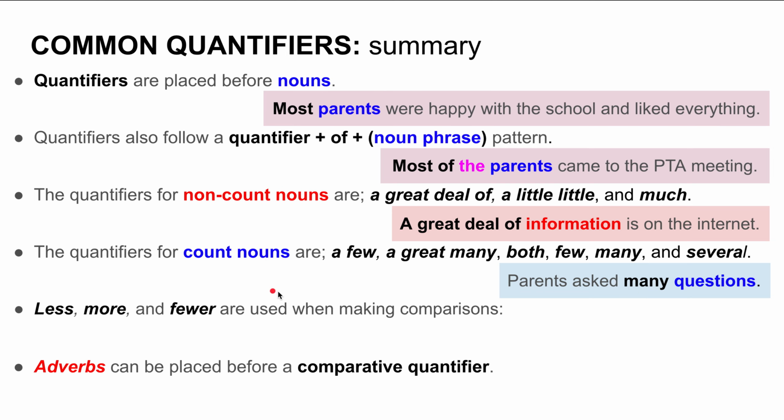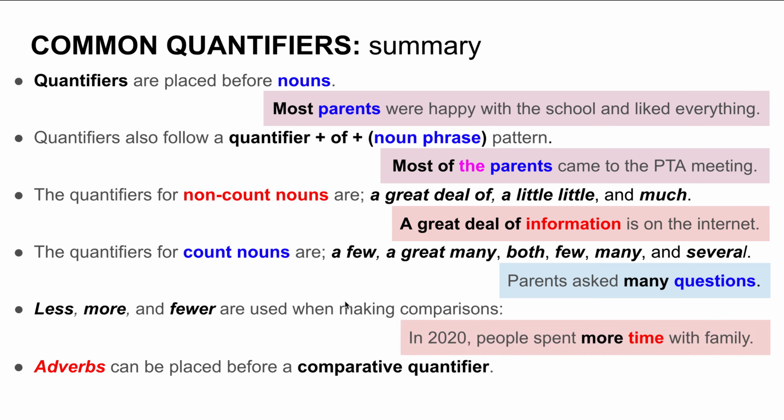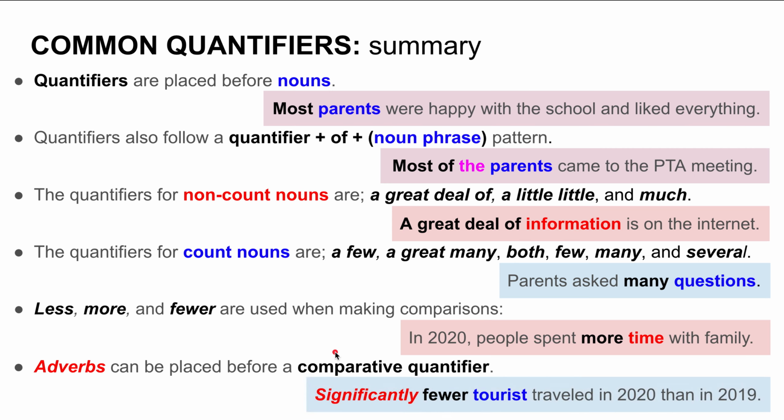Less, more, and fewer are used when making comparisons. These are comparative quantifiers. For example, in 2020, people spent more time with family. And lastly, adverbs can be placed before a comparative quantifier. For example, significantly fewer tourists traveled in 2020 than in 2019. And by adding that adverb, I show how big the difference is.